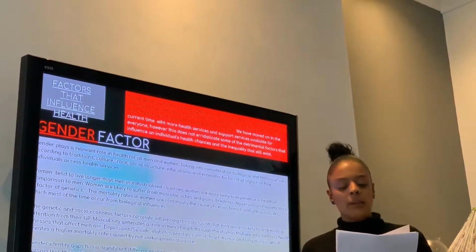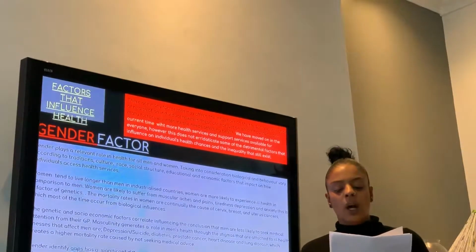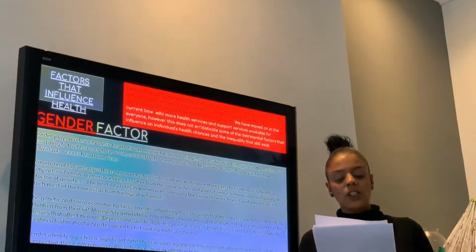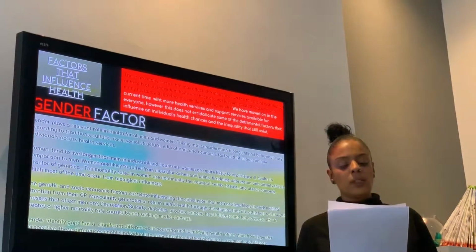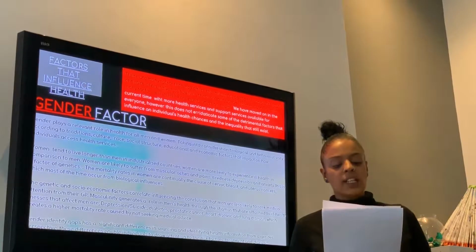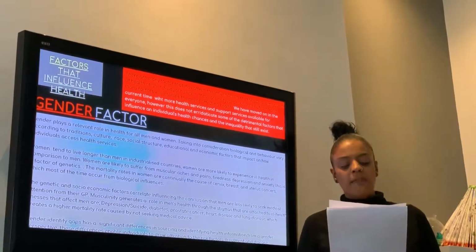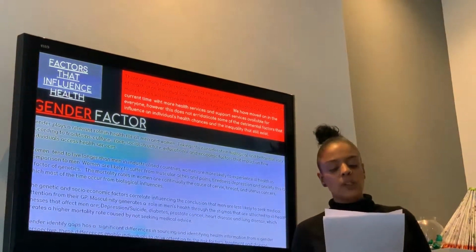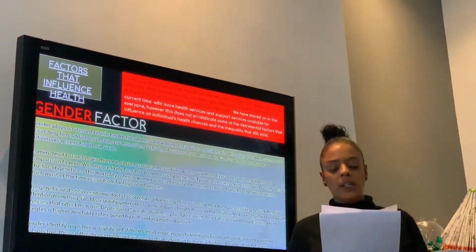The mortality rates in women are continually the cause of cervix, breast and uterus cancers, which most of the time occur from biological influences. The genetic and socio-economic factors correlate to influence the conclusion that men are less likely to seek medical attention from their GP. Masculinity plays a role in men's health through the stigmas that are attached to ill health. Illnesses that affect men are depression, suicide, diabetes, prostate cancer, heart disease and lung disease, which create a higher mortality rate caused by not seeking medical advice.